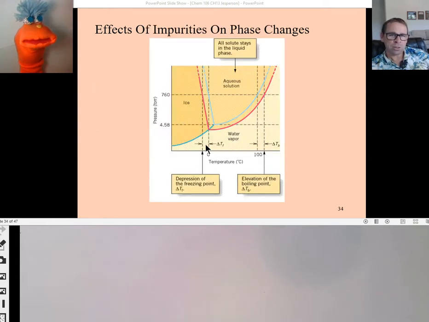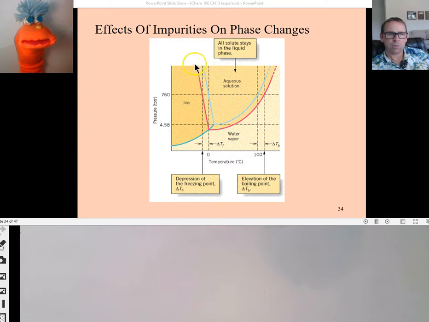So adding salt or a solute, it doesn't need to be salt, it could be sugar or any soluble solute, to a solvent will increase the boiling point and decrease the freezing point. So here we have an example. This red line here is the solution. The blue line here is the sample, the water without anything added.